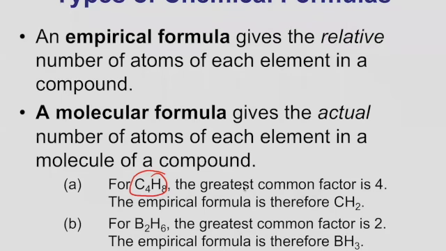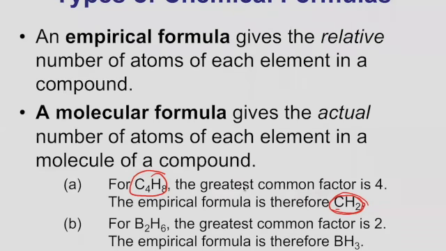When the molecular formula is given, you're going to locate the greatest common factor. In this case, the greatest common factor of 8 and 4 is 4. So what we're going to do is divide both numbers by 4. So carbon 4 divided by 4 is going to be just 1. And 8 divided by 4 is 2. So therefore, the one I'm circling becomes the empirical formula. So to go from the molecular formula to the empirical formula, you just want to locate the greatest common factor.